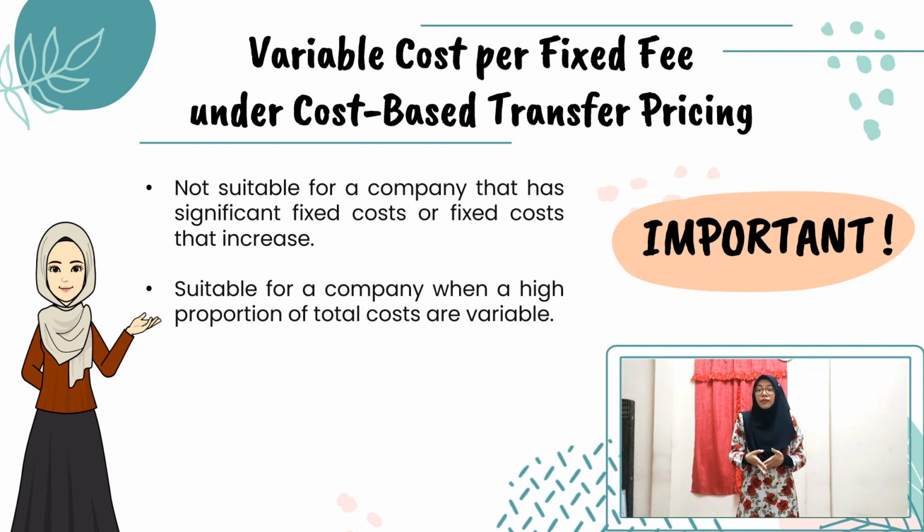If the ratio of variable cost to fixed cost is low, meaning that there are considerable fixed costs that go up as more units are produced, the pricing of a product may end up being inaccurate and unsustainable for the company to make a profit.